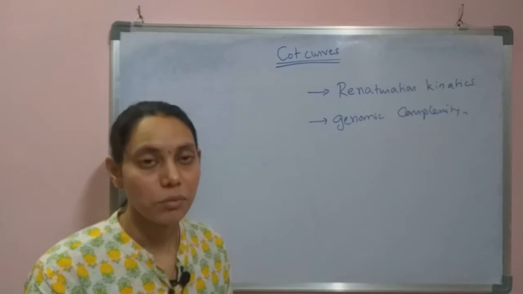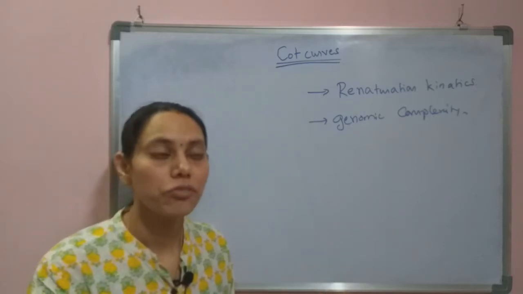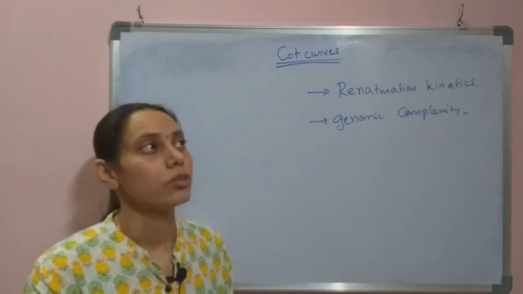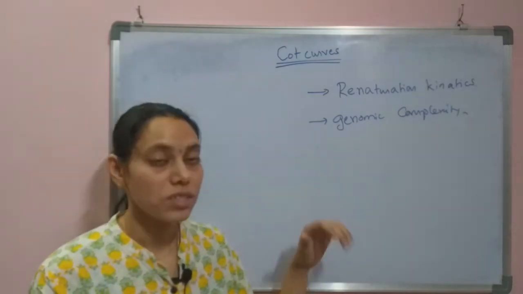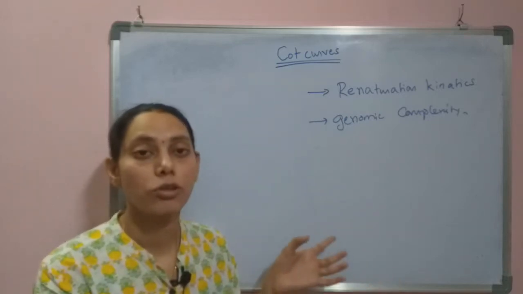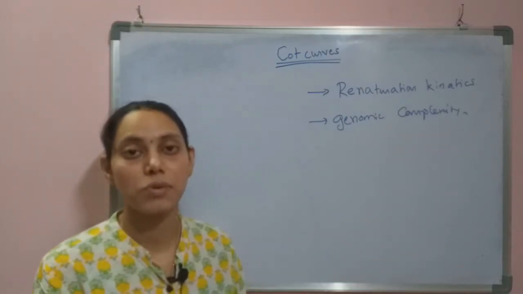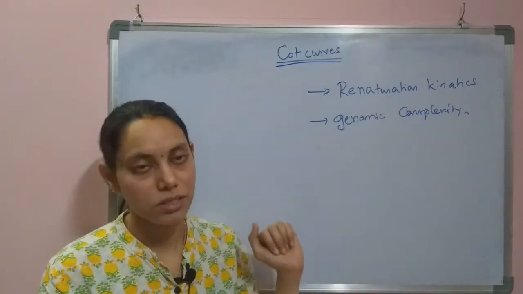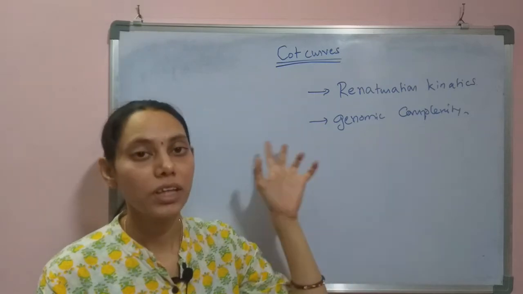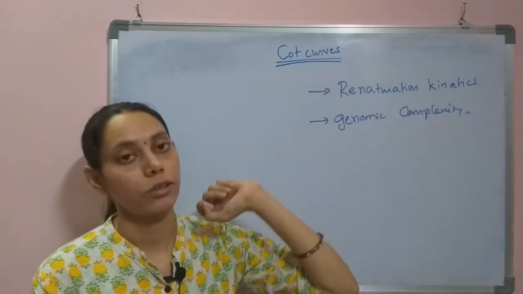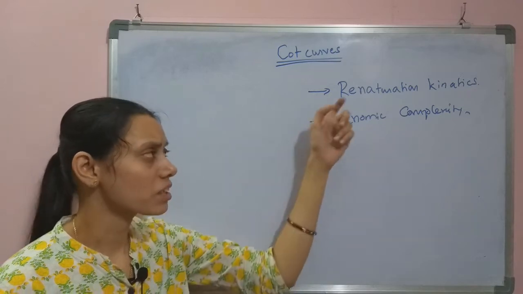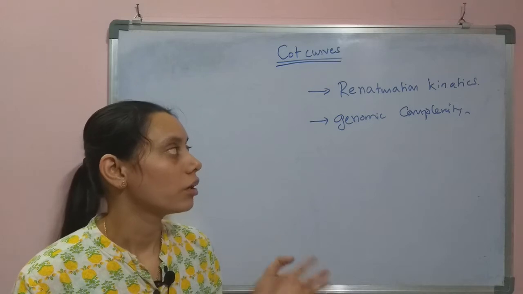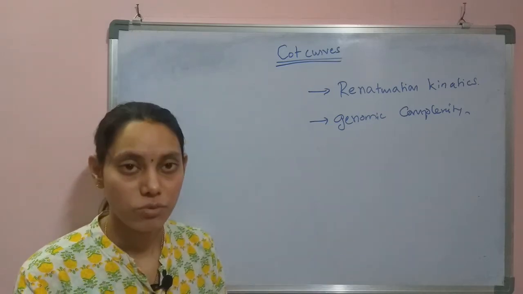Genomic complexity is nothing but the total length of different sequences of the DNA of an organism. This genomic complexity, that means the total length of different kinds of sequences present in the DNA, will be expressed in terms of renaturation kinetics, which will be graphically represented in the form of chord curves. So what are renaturation kinetics? Renaturation kinetics are the measure of genomic complexity, as we already discussed.